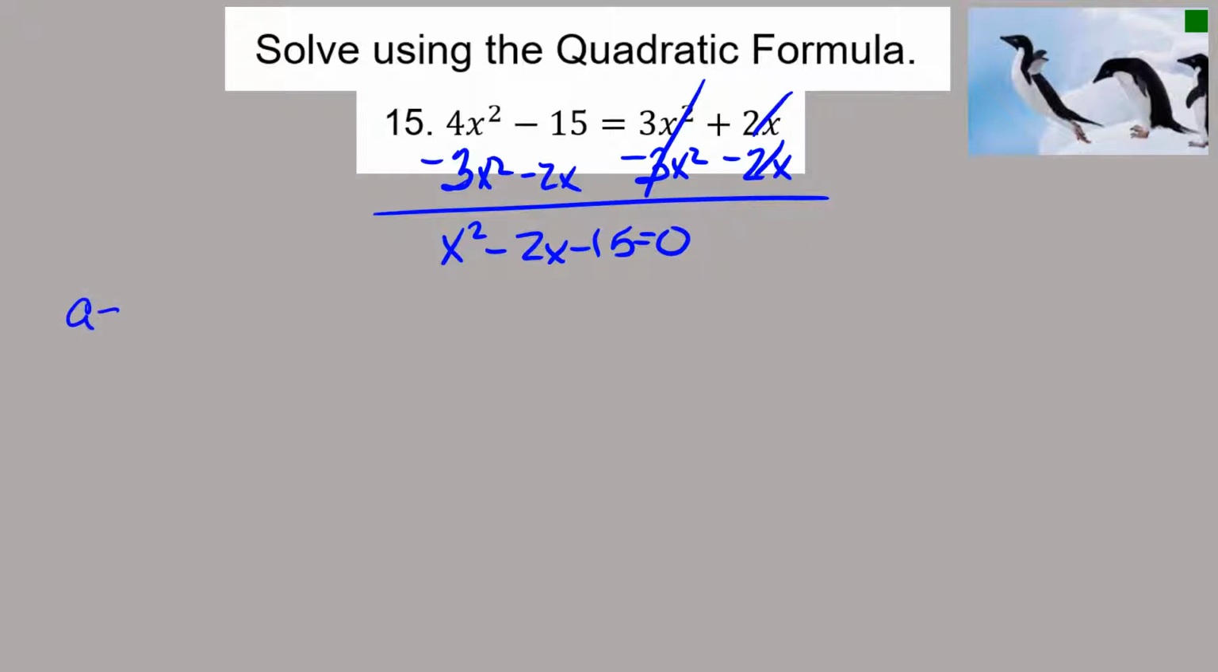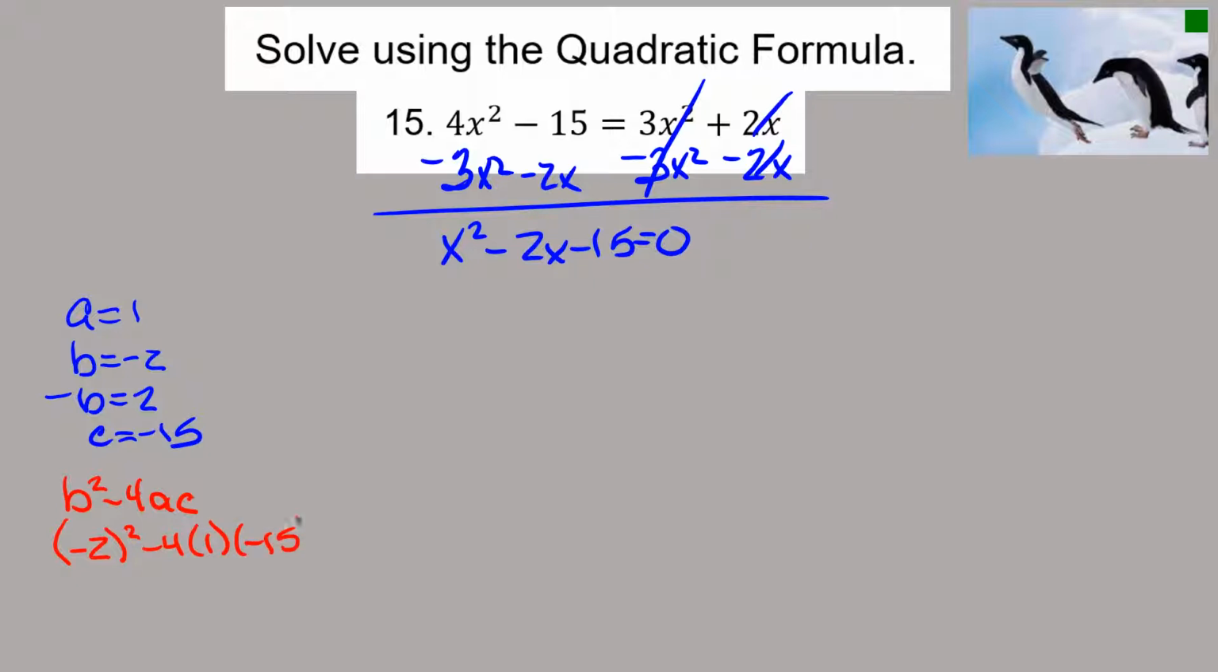What is A? A is 1. What is B? Negative 2. The opposite of B is 2. C is negative 15. So we've got B squared minus 4AC. Negative 2 squared minus 4 times 1 times negative 15. This is 4. 4 times 1 is 4. Then you got to do negative 4 times negative 15. You got to be really careful with those negatives, guys. And that's going to equal, oh my gosh, positive 60.